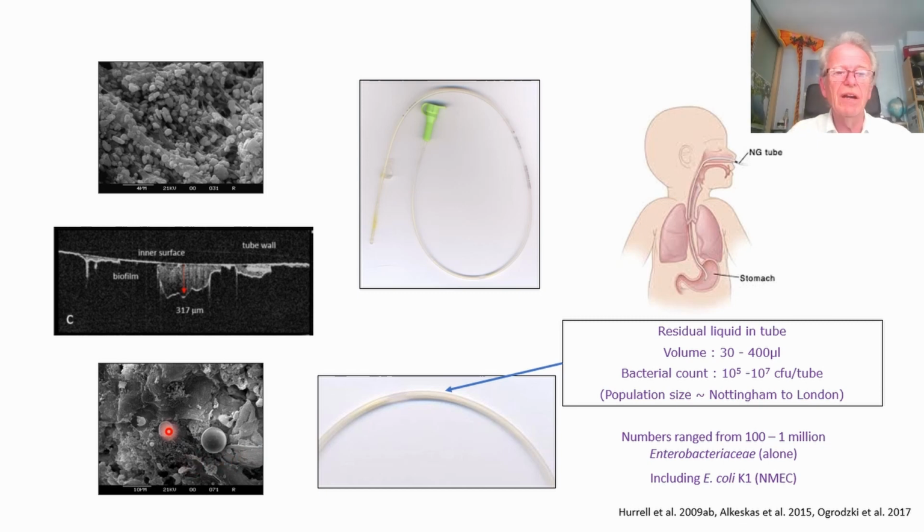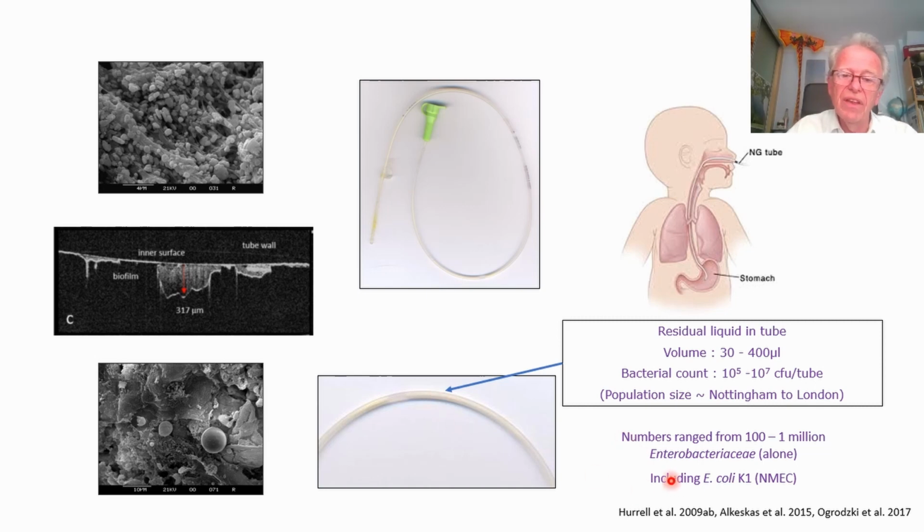These are electron micrographs of used feeding tubes collected from a neonatal intensive care unit. And if we take the surface and use a form of tomography, we can visualize the biofilm. So there's the tube wall, and here's the bacterial biofilm on the tube wall, as well as the electron micrographs. The number of organisms was totally incredible in these feeding tubes. You're talking about 10 to the 5 to 10 to the 7, which in the UK is about the population size of the city of Nottingham to the city of London. The number of Enterobacteriaceae was very high, up to 1 million Enterobacteriaceae per tube.